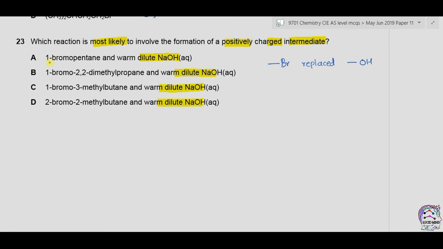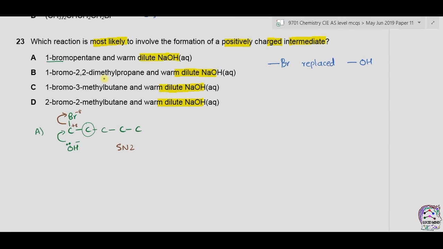Let's do the reactions. In A we have 1-bromopentane. So in the long chain we have 5 carbon atoms as it is pentane and all bonds are single covalent bonds. And on the first carbon atom we have a bromine atom attached. Now as this is a primary halogenoalkane, because this carbon is directly attached with one carbon atom, at the same time OH will attack this partial positive carbon, and at the same time this bond will be broken. So this involves the SN2 mechanism and no intermediate carbocation is being formed.